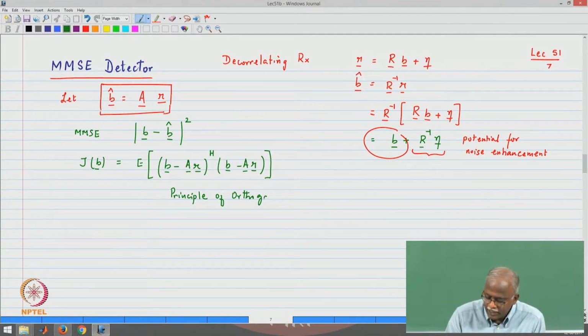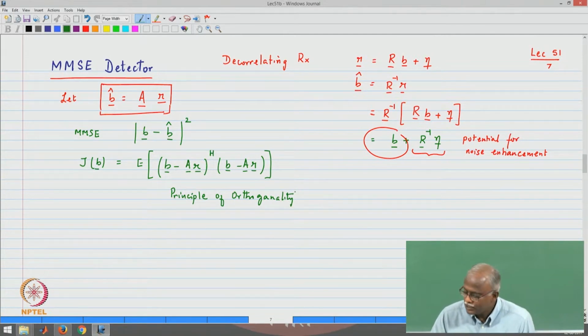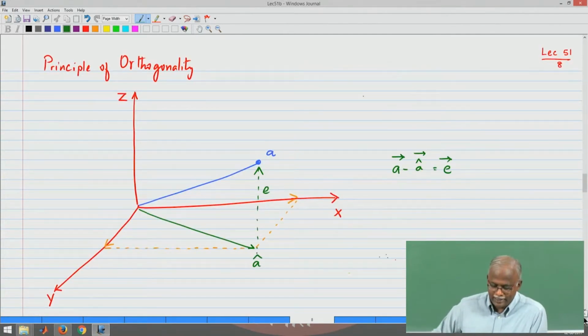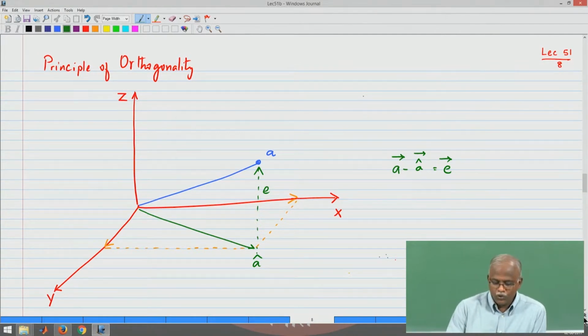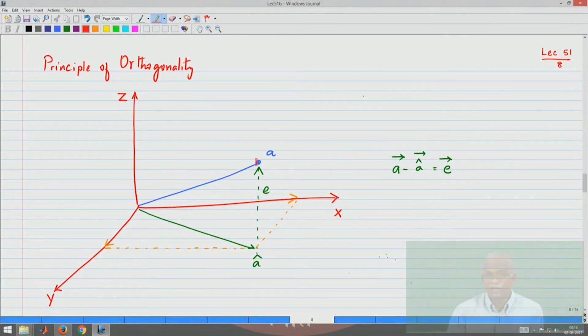So, here is a quick overview of the principle of orthogonality. It says the following, and it is a geometric interpretation. Think of a 3-dimensional space with axes x, y, z, x in the horizontal direction, and a point A that is in the 3-dimensional space. It has got coordinates in x, y and z.